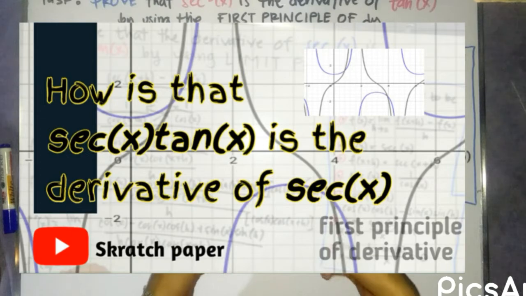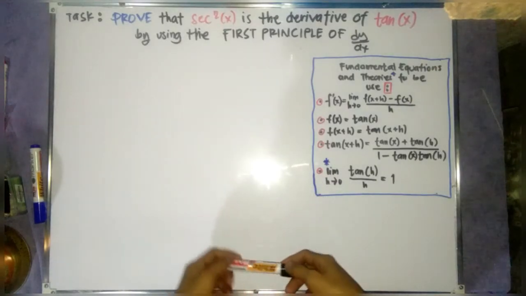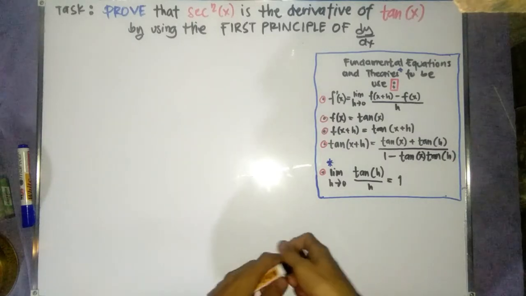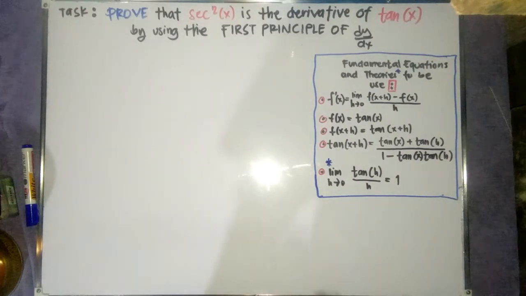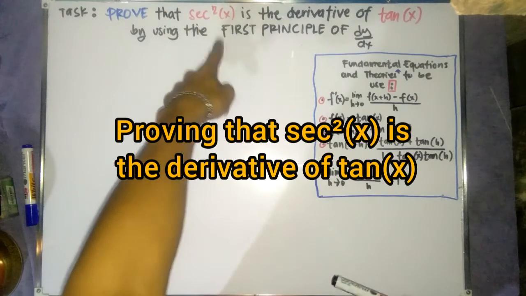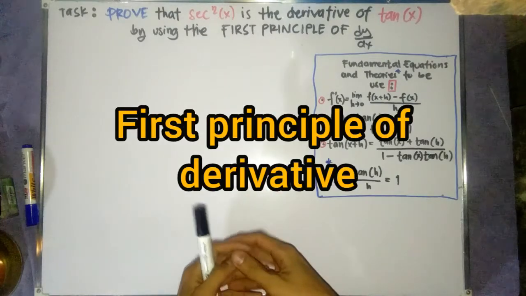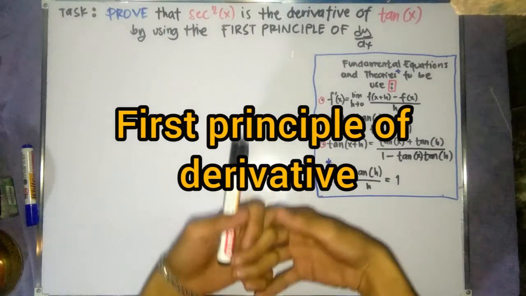In my previous video, tinuro ko sa inyo kung paano nga ba naging secant x times tangent x ang derivative ng secant x. You can watch my video tutorial on that by visiting my channel. Iiwan ko yung link sa description. But today, our task is to prove that secant squared x is the derivative of tangent x by using the first principle of derivative or by the limit definition.